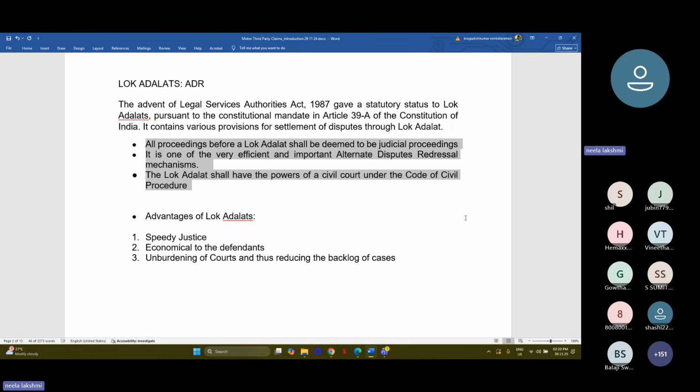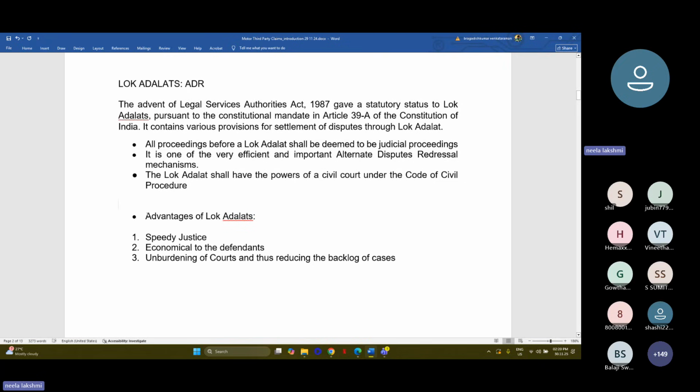Lok Adalat courts are treated at par with civil courts, and they have been assigned a judicial status. Lok Adalats are also judicial bodies only. It is one of the very efficient and important alternate dispute redressal mechanisms. The Lok Adalats shall have all the powers of a civil court. Already I told you, it has the powers of a civil court under the Code of Civil Procedure.